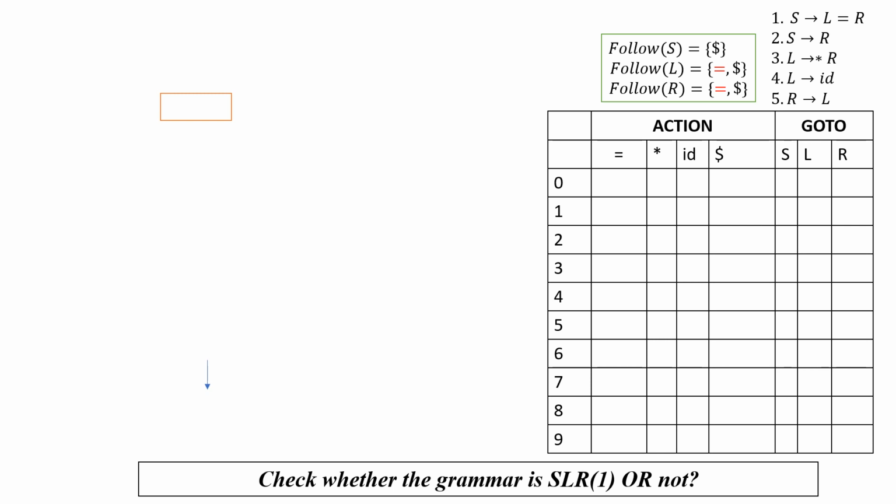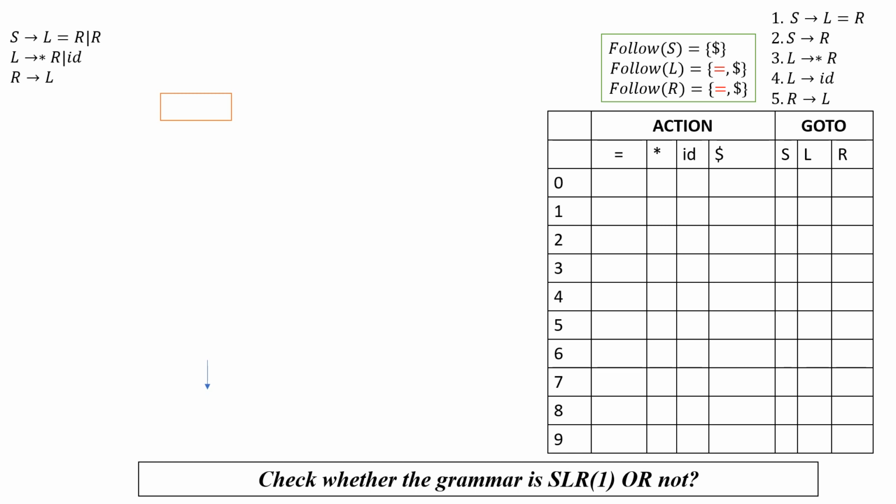Let us have a look at this particular grammar. So what is this grammar? S derives L = R or R. L derives * R or ID. R derives L. So my question is, check whether the grammar is SLR(1) or not.